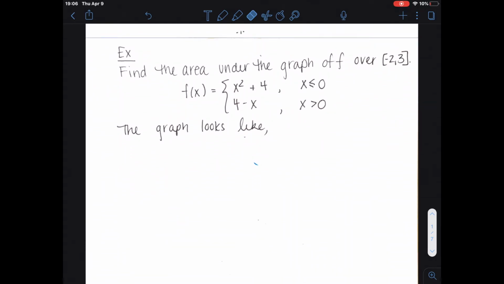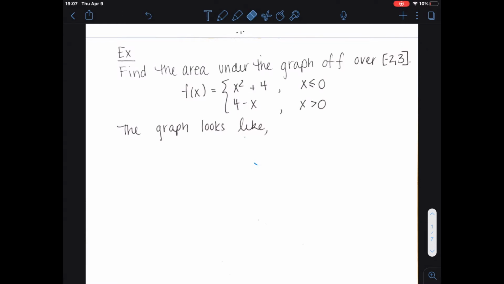You've got a parabola, x squared plus 4, when x is less than 0. And then we've got a line when x is greater than 0. And we want to find the area over this interval from -2 to 3. So this is where we run into that bit of a problem, because 0 is the cutoff where it switches over to different rules, and I'm integrating over 0.